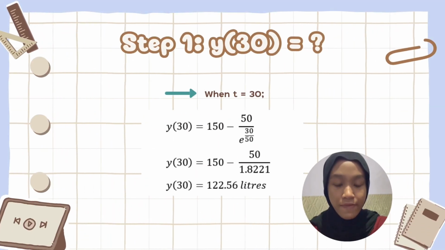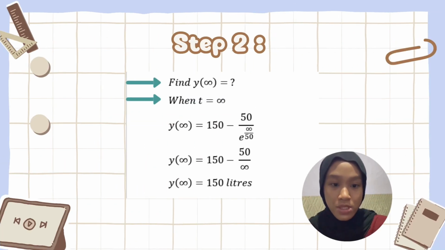Now, I will proceed with the second problem statement where we need to find the amount of biodiesel in the tank when t is equal to 30. All we need to do is simply substitute the value of t with 30 in the previous equation. After substituting it, we will get y equal to 150 minus 50 over 1.8221, which equals 122.56 liters.